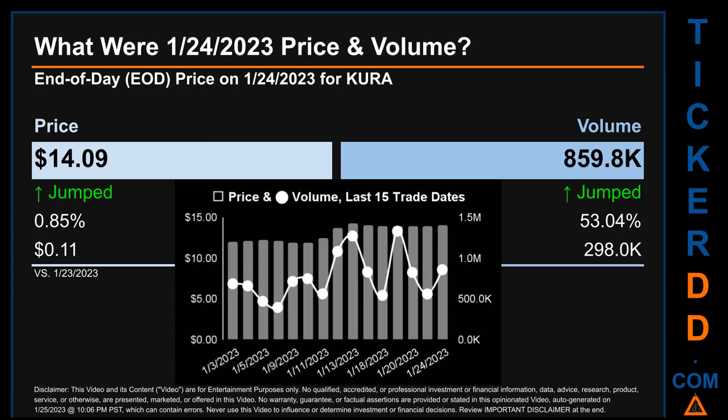Across a range of $2.38, the max and minimum end of day price were respectively 14.3 and 11.92. Volume saw a range of 935.5 thousand, from a day low of 396.6 thousand to a day high of 1.3 million.